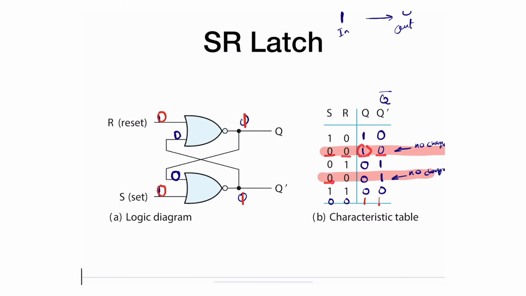The same input, 0, 0, does not yield the same output. It will yield output 0 for Q and output 1 for the other one. And that's why we don't call it a truth table, because it depends on the current state. And that's simply how an SR latch works.